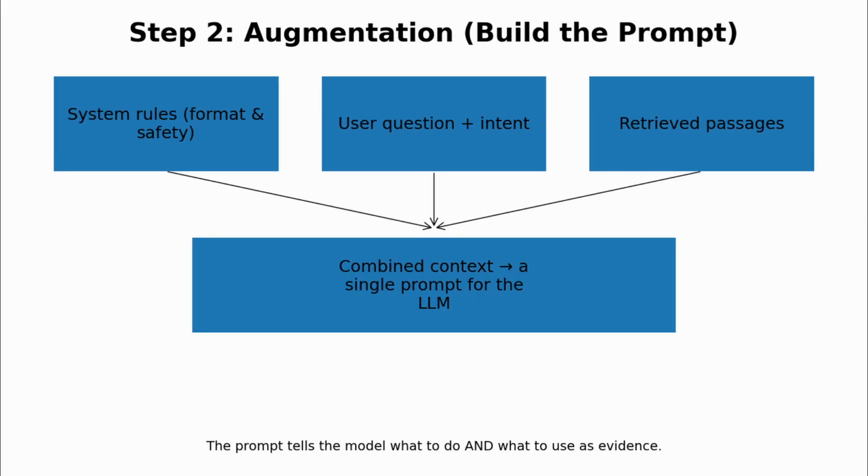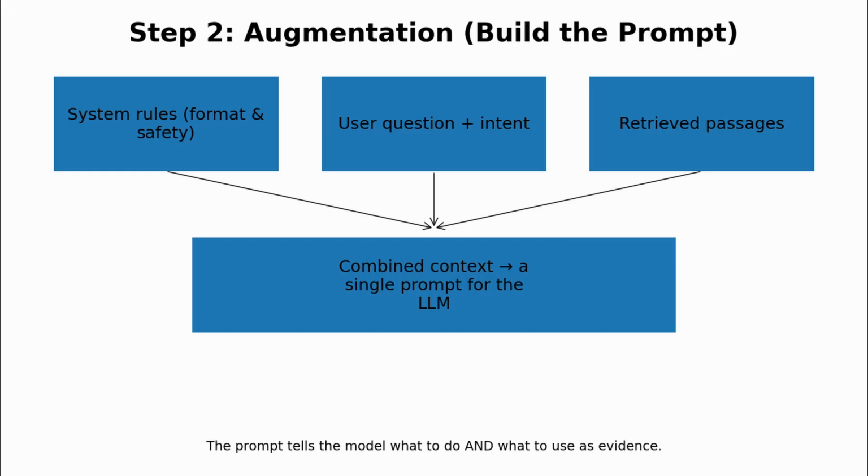Once you've retrieved the best passages, the next step is augmentation. This is where the system assembles a prompt that includes the user question and the retrieved context, plus instructions for how the model should respond. This part sounds trivial, but it's where you decide what kind of assistant you're building. Do you want short answers or detailed answers? Should it be formal, friendly, or technical? Should it cite sources? Should it refuse to answer if the documents don't contain enough information?